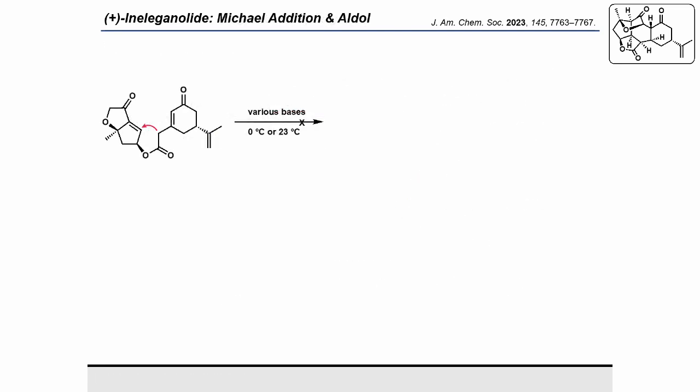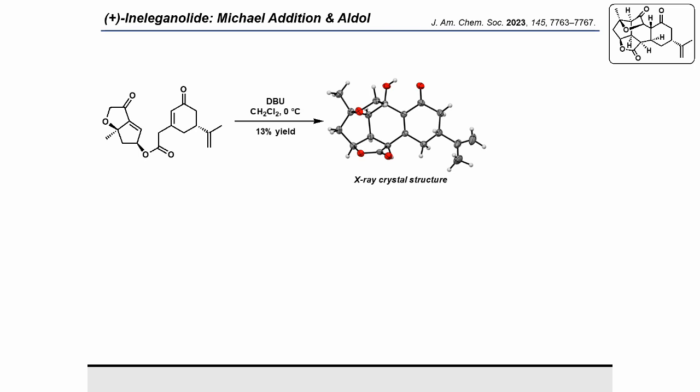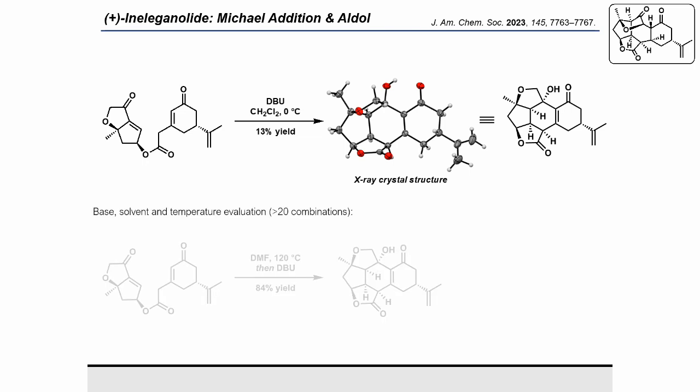With our precursor in hand, we planned on conducting the intramolecular 1,4-addition, but found that upon treatment with various strong or weak bases, the ester proved to be inherently unstable. However, upon treatment with DBU as base in dichloromethane at 0 degrees, we isolated the following product in a 13% yield, which we could confirm by X-ray crystallography. We were surprised by this unexpected finding and screened different combinations of base and temperature to land at the following procedure to give the pentacycle in an 84% yield.